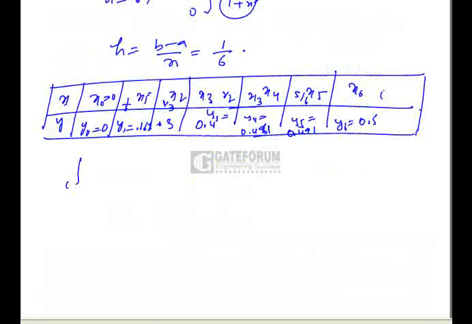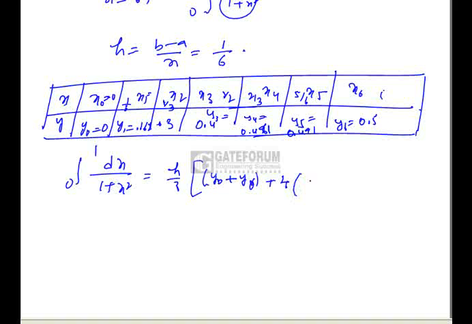Now 0 to 1 dx by 1 plus x square. Simpson's rule is nothing but h by 3 into first term plus last term, which is y0 plus y6, plus 4 times the values in the even places, that is y1 plus y3 plus y5, plus 2 times the values in the odd places. So y2 plus y4, because we have taken y6 already.